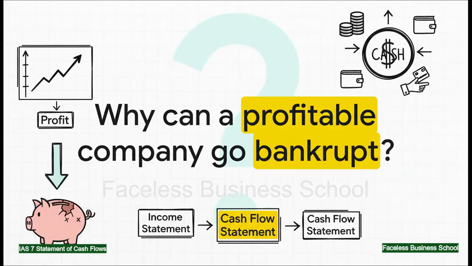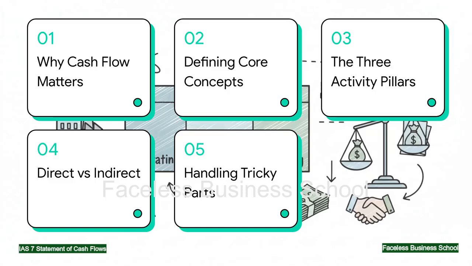So, let's kick things off with a classic puzzle, a real head-scratcher that you absolutely need to get your mind around. How can a company be reporting millions in profit and still go bankrupt? I mean, how is that even possible? Well, the answer, as we're about to see, is all in the cash. And we're going to solve that puzzle by building up your knowledge of this statement piece by piece.